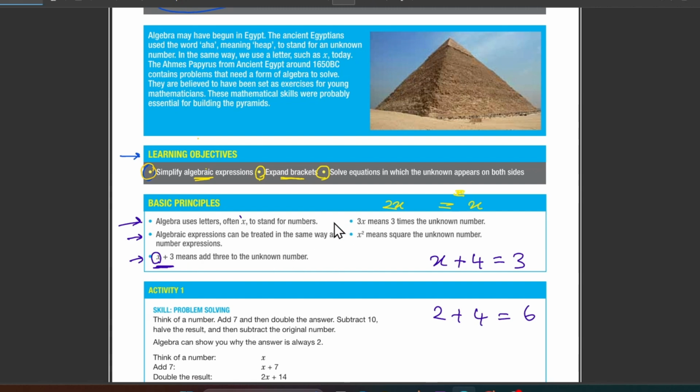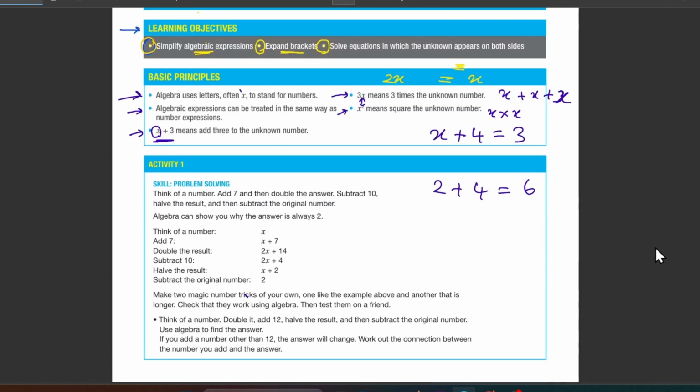And this one, 3x, means 3 times the unknown number. That means x plus x plus x, and x squared means square the unknown number. The difference between these two is this means x times x, and this means 3 x's added together.